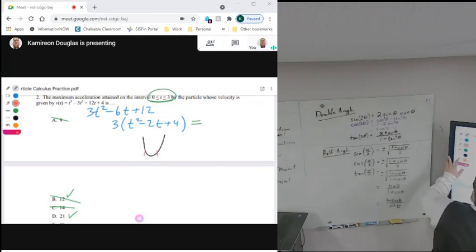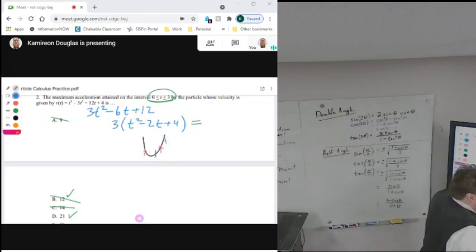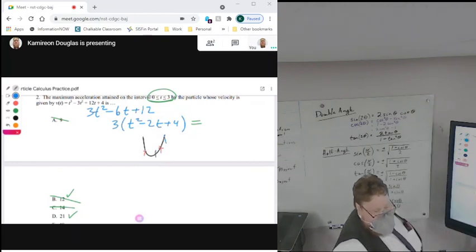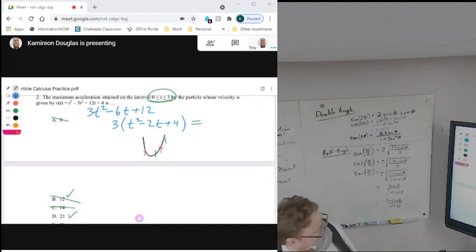I plug in 1 here, and 1 there, where I get a lower value followed by a higher value. That's one possibility. Or I do it here and here. That's the other possibility. In either case, nothing in between them is bigger. So knowing how the function looks is also helpful.